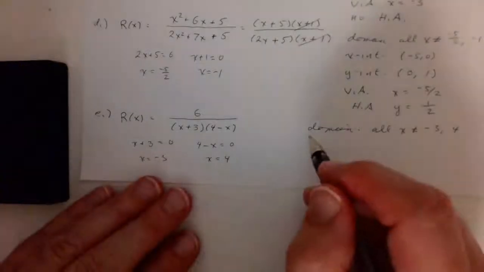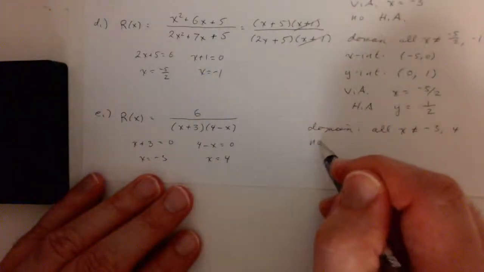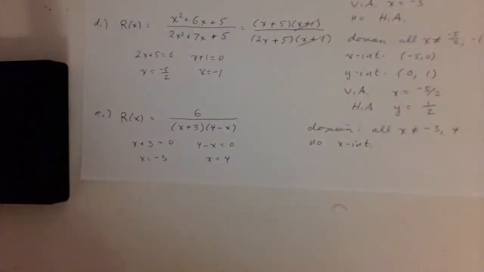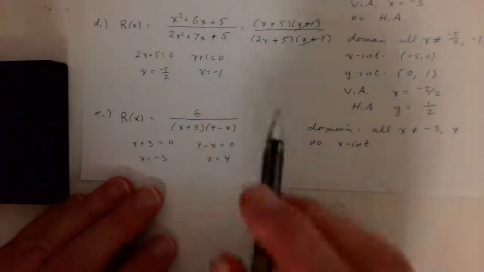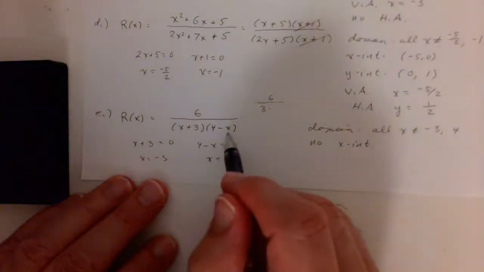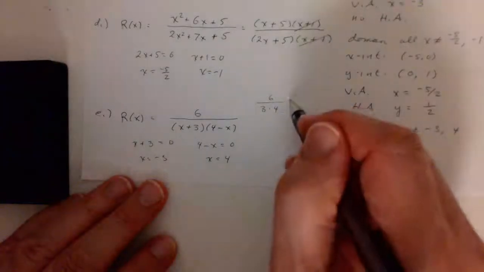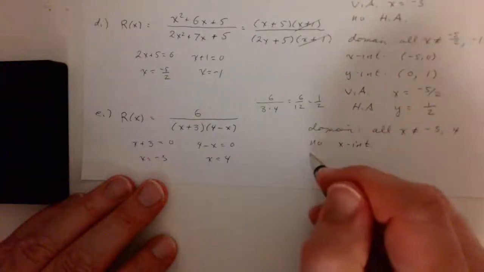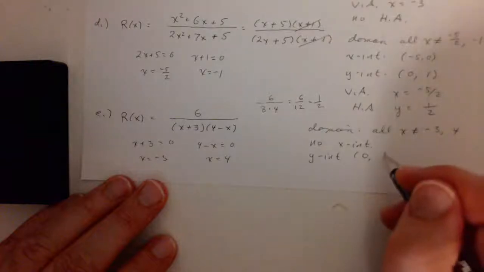The x-intercept, the numerator is 6. 6 is never going to be 0, so there's no x-intercept. And the y-intercept, we plug in x equals 0, we get 6 over 0 plus 3, that's 3, and 4 minus 0 is 4. 6 over 12, or 1/2. So the y-intercept will be (0, 1/2).